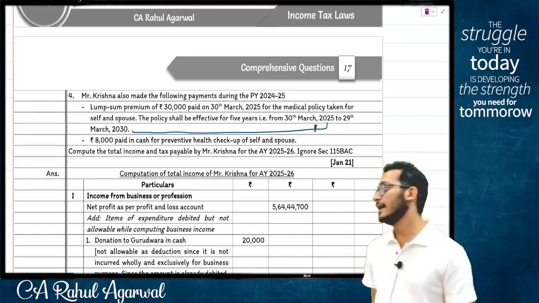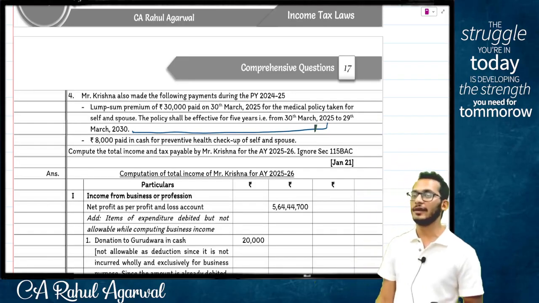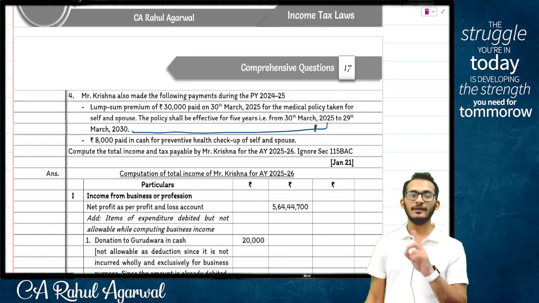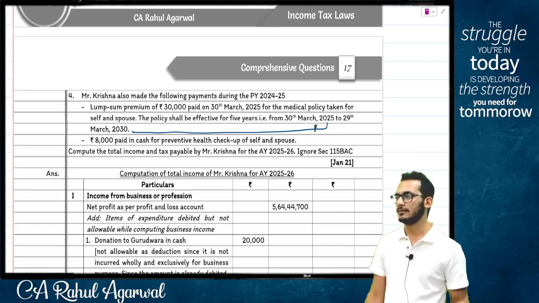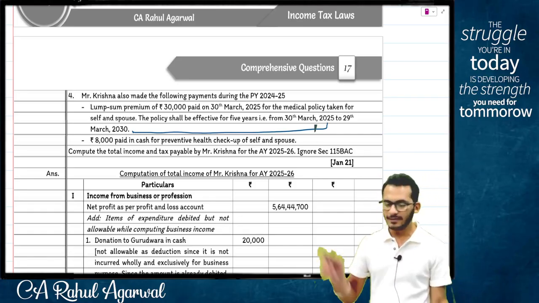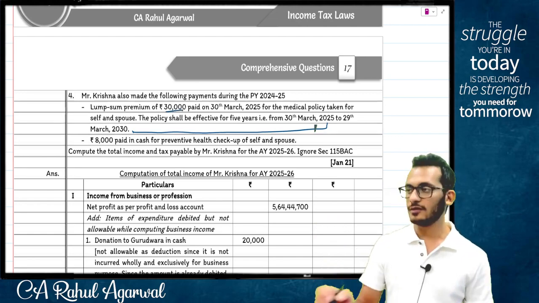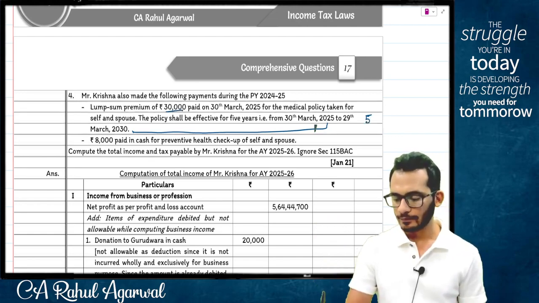Because it is not starting on 1st April, you will effectively have 1 year getting added extra. And therefore it is now active for 6 years. I will allocate this 30,000 over 6 years, which means every year I get 5,000 claim.